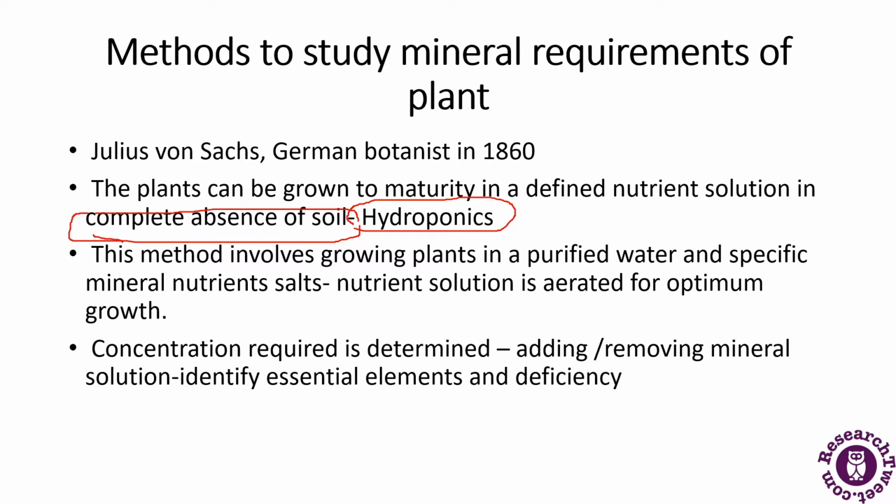What does this method involve? This method involves the growing of plants in purified water and specific mineral nutrients like salt, in a nutrient solution, and it is aerated for optimum growth. The concentration required is determined. By adding and removing minerals from the solution, one can identify the essential elements and deficiency. So that is also essential.